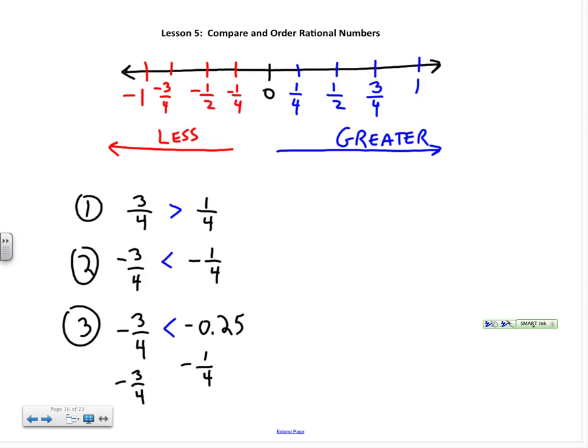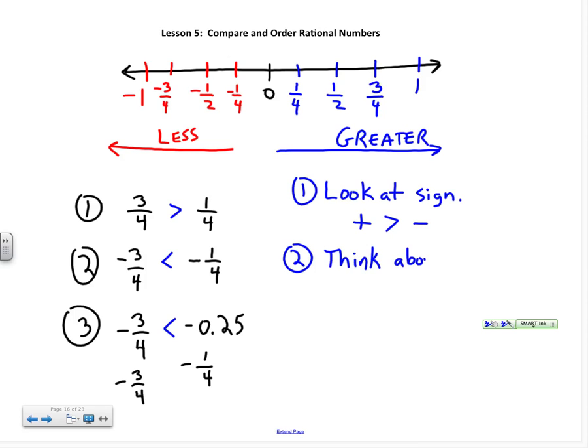So a couple things to remember when you're comparing rational numbers. Number one, first we're going to look at the sign. Positives are always greater than negatives. Okay, so if you have a positive and a negative, you know automatically the positive is going to be greater than the negative. So I'll kind of symbolize that. Positive is always greater than negative. Number two, the second thing you can do is think about where they fall on the number line. So think about the number line.